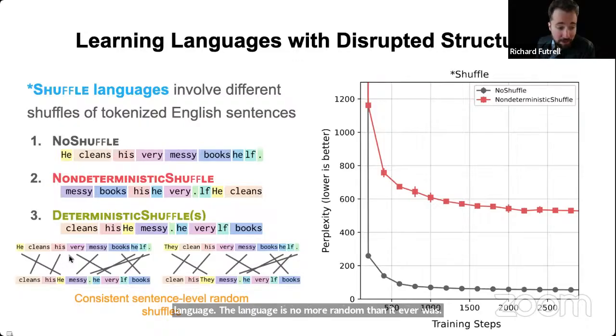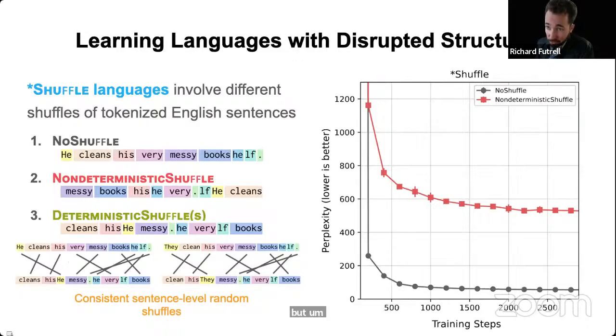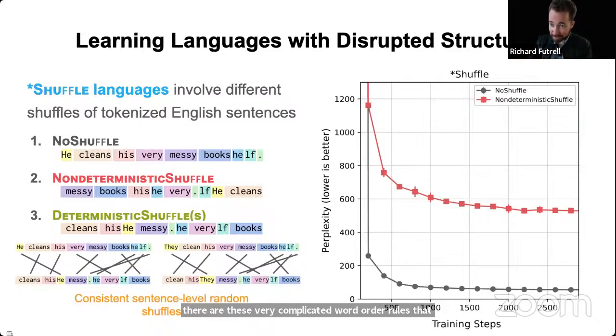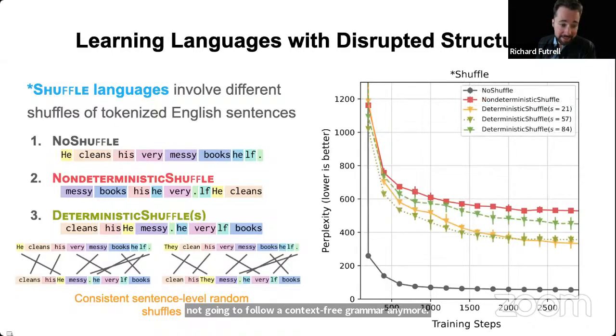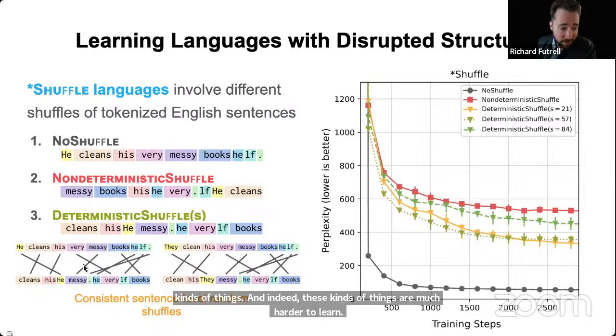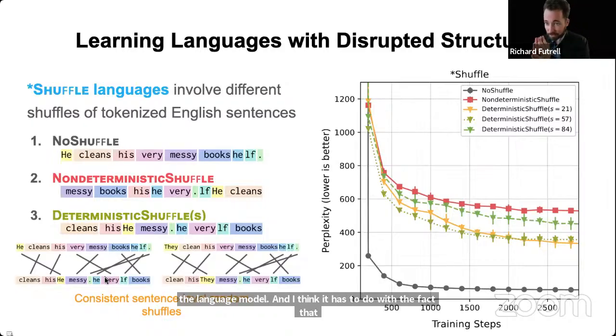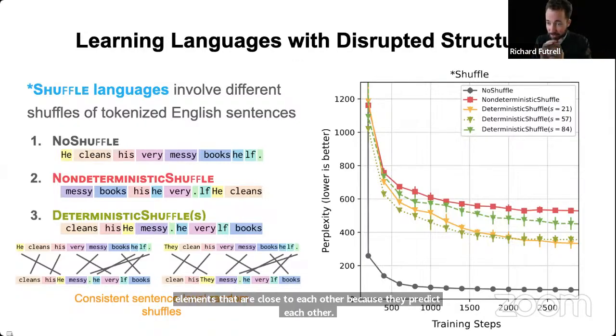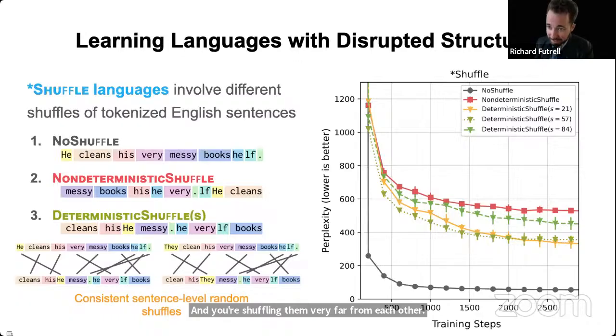But what you are doing is creating these extremely complicated word order rules, these extremely complicated scrambling rules for each sentence. So the language still has all of its linguistic structure, but now there are these very complicated word order rules that are going to create crossing dependencies. It's not going to follow a context-free grammar anymore, these kinds of things. And indeed, these kinds of things are much harder to learn for the language model. And I think it has to do with the fact that when you shuffle in this way, you're taking all those elements that are close to each other because they predict each other, and you're shuffling them very far from each other. Now all the predictive information is shuffled into a large distance.